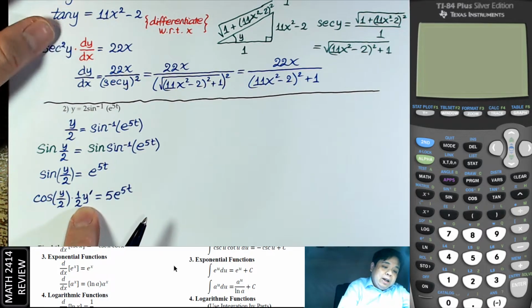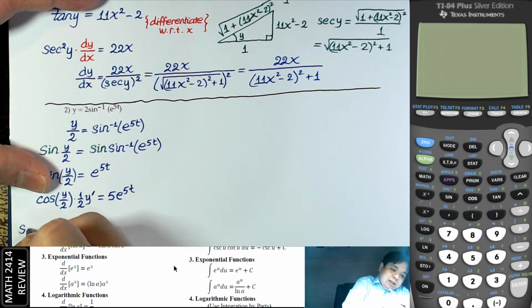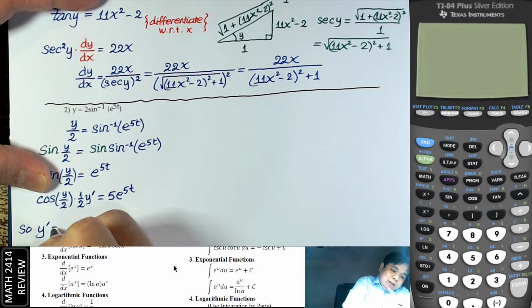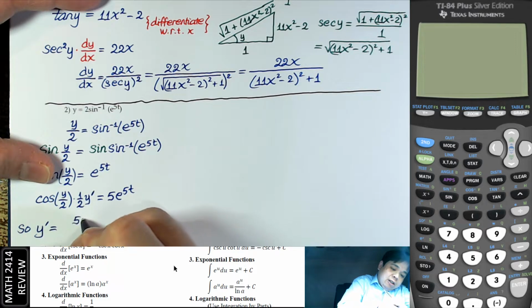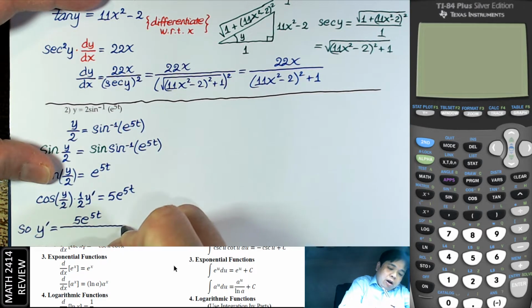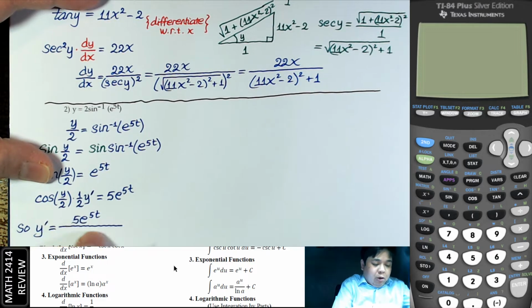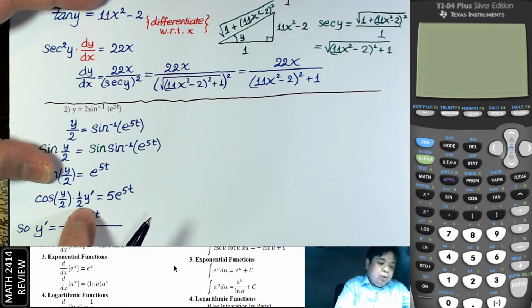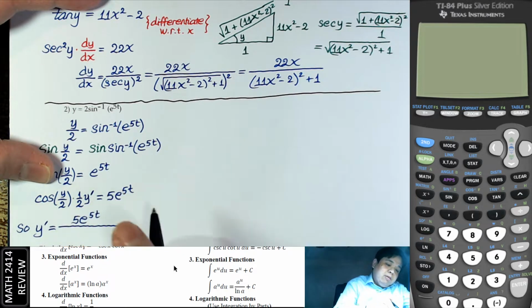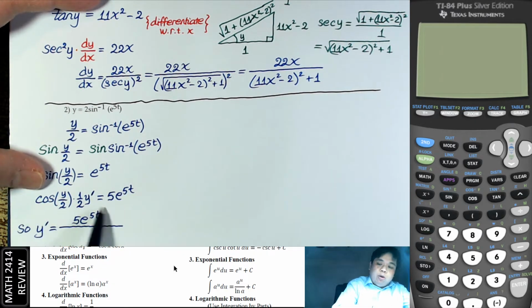Right, and get y prime by itself. So that gives us 5e to the 5t divided by cosine, because the cosine goes to the other side, and then the 2 we move to the top. So multiply 2 on the top on both sides and divide by that.